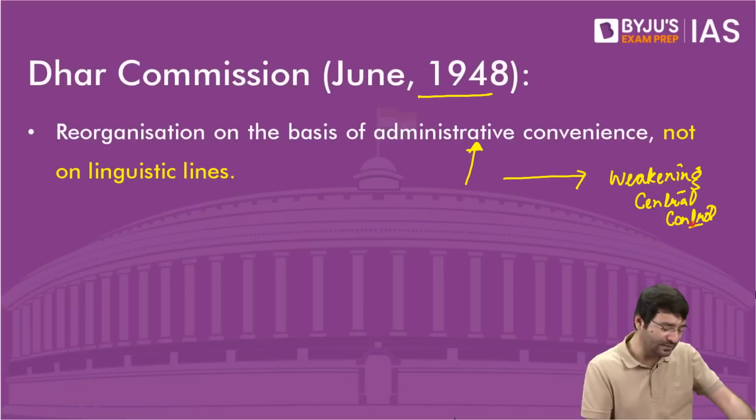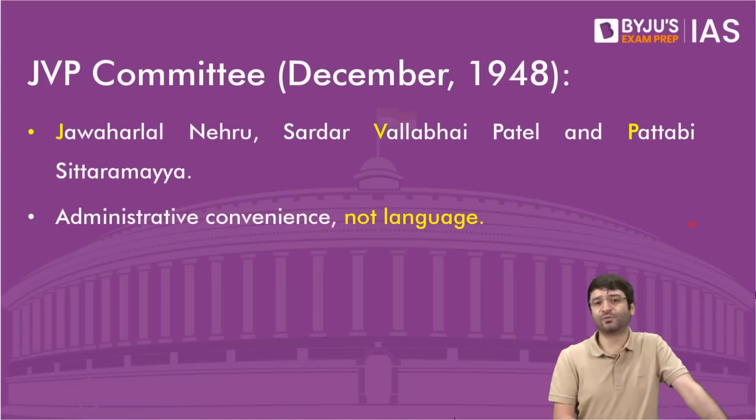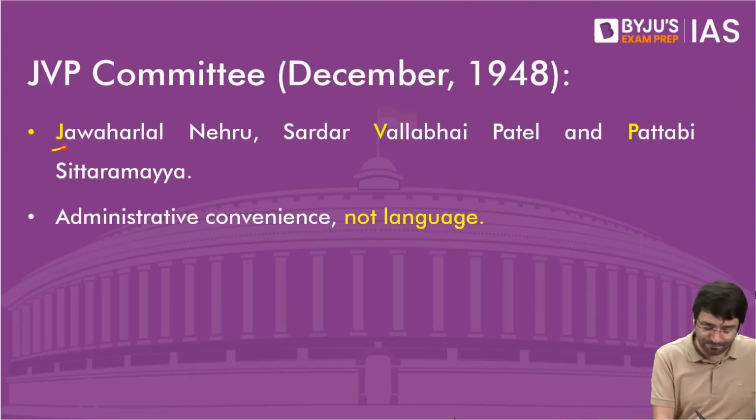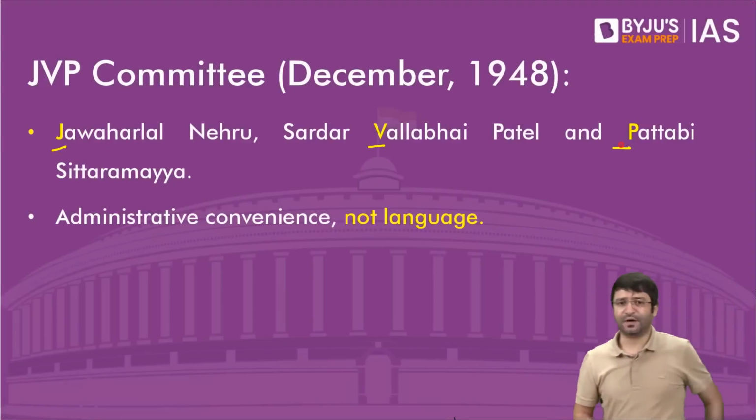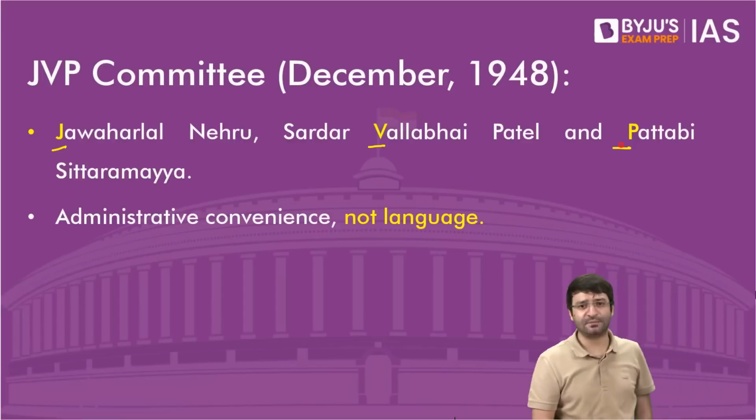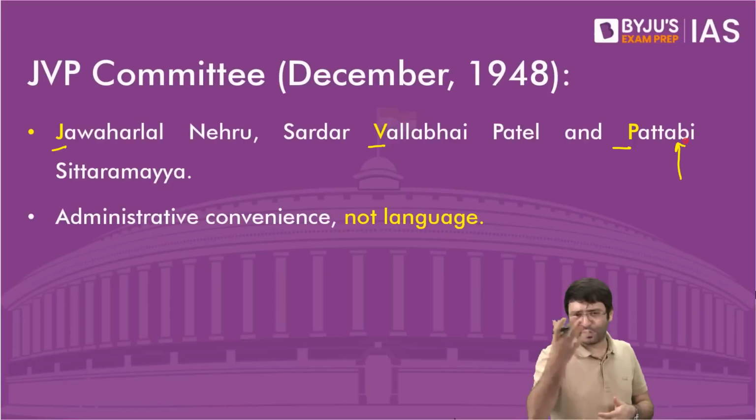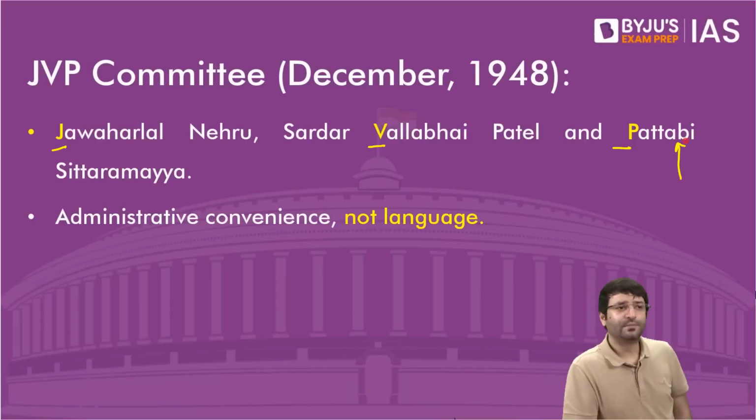A few months later, in December 1948, another commission was set up. This commission is known as the JVP Commission. Jawaharlal Nehru, Sardar Vallabhbhai Patel, and Pattabhi Sitaramayya. These were the three individuals who were part of this commission. Pattabhi Sitaramayya, whether you know him or not, he was the one who was propped up by Mahatma Gandhi to contest the Congress president's election against Subhash Chandra Bose.